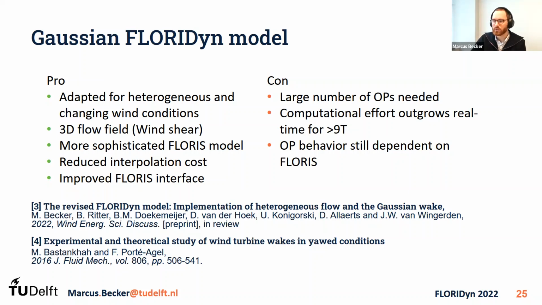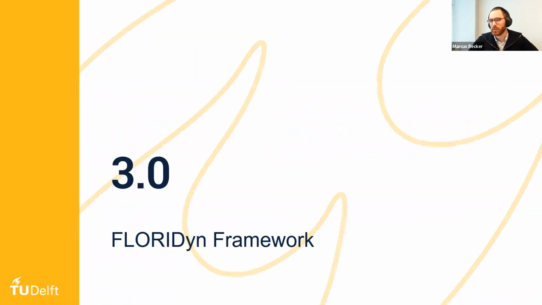And since our goal is to do wind farm control for realistic wind farms, we also need to look at numbers like 50, 60, 100 turbines. And the observation point behavior is still dependent on the used FLORIDyn model. Here, source number 3 describes this new approach and is currently in review, so you can already download and read that. There's also source number 4, which is the Gaussian FLORIDyn model, which is used for this model.